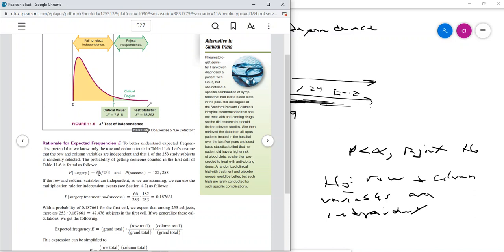Surgery, well, there were 66 people that had surgery, right? And 182 out of the 253 total successes. So it says if the row and columns are independent, as we're assuming, we can use the multiplication rule for independent events. So just remember, this is a test of independence. So how does that help us? Well, remember for independent events, we just multiply. We use that multiplication rule. The denominator stays the same. Our sample space doesn't change as we go from one trial to the next.